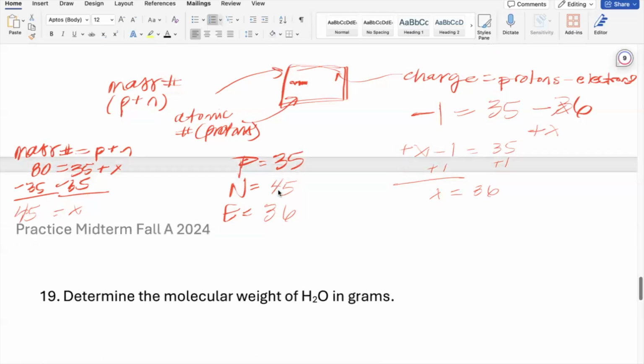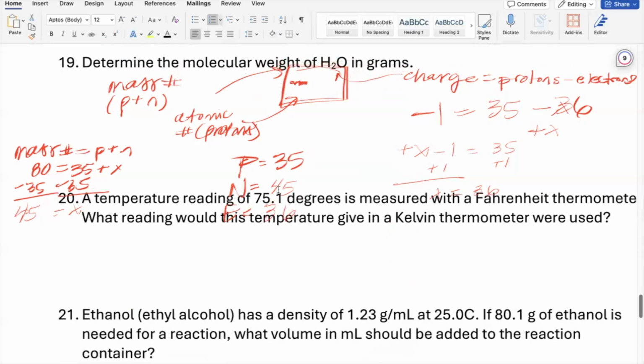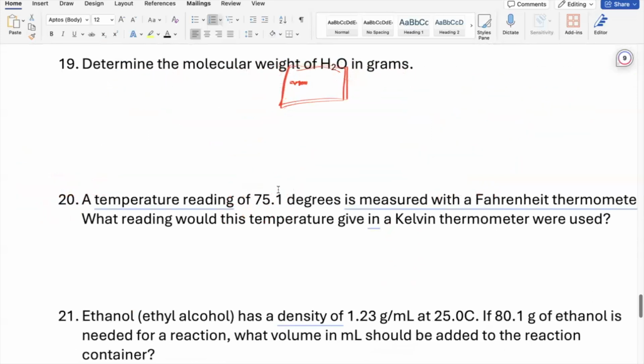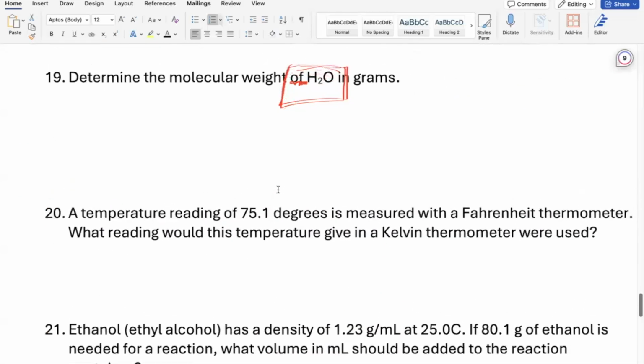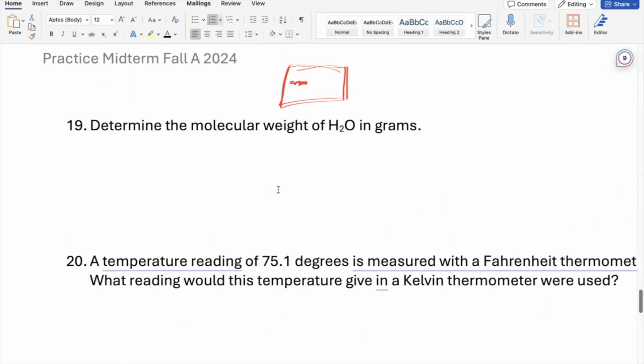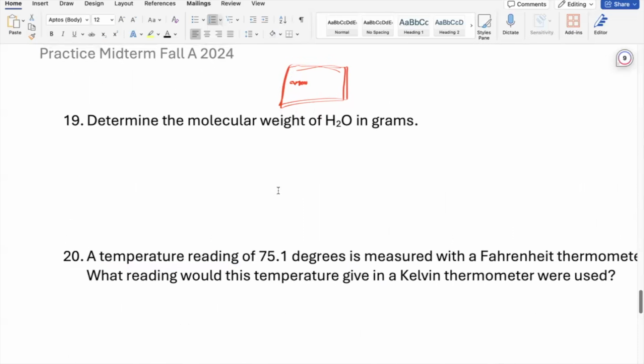All right, we'll move down to 19. All right, so why did that part not erase? That's so bizarre. Okay. We'll just ignore that.